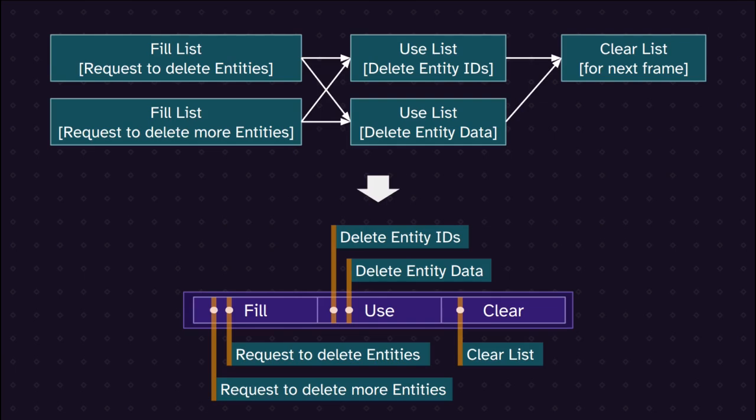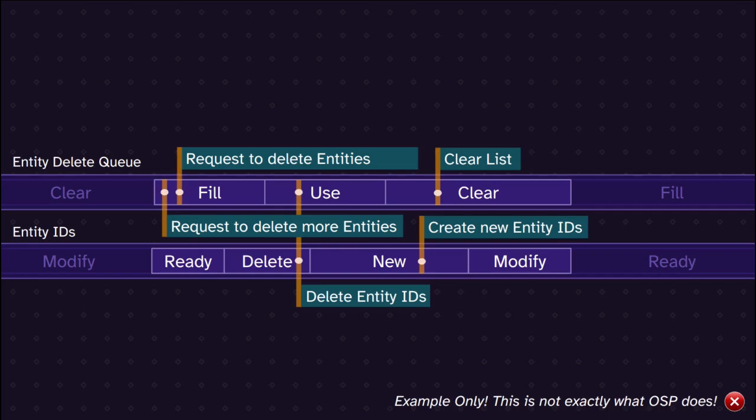So again, these two have to run first, and then these two can run, and then that. And it's the same structure here. These two tasks have to run first, and then these two tasks can run, and then we clear it. But then we can move on and make things more complicated.